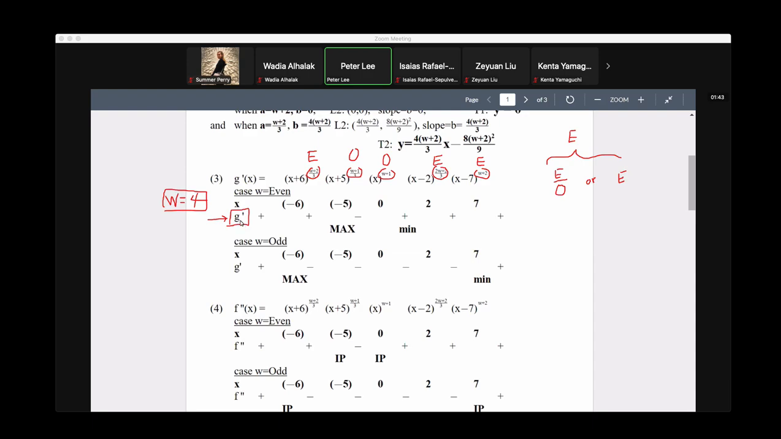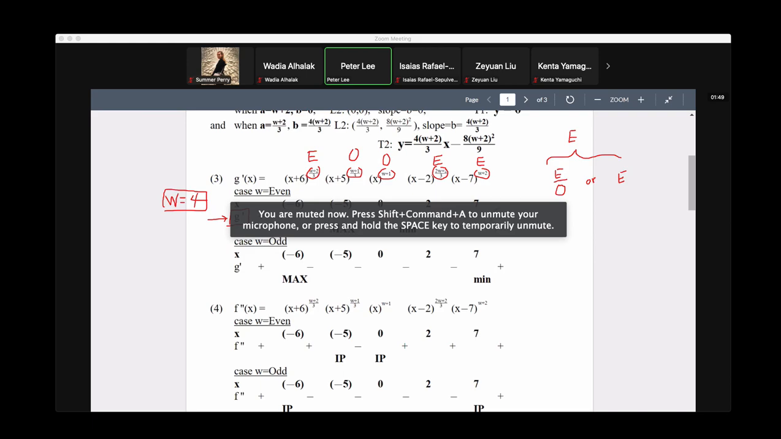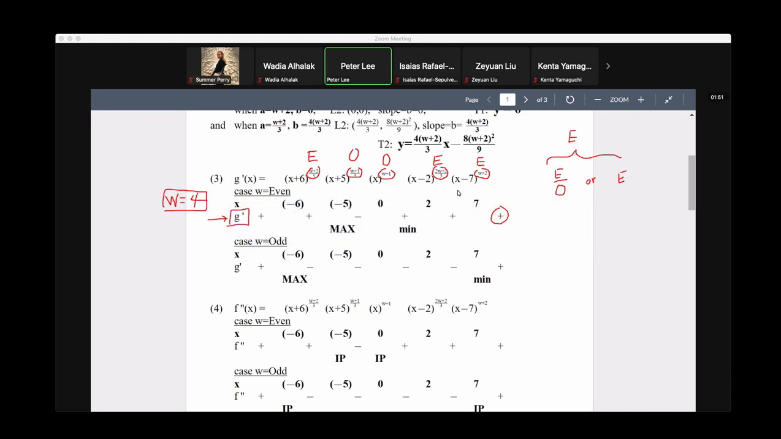So what happens to the sign of G prime when x is bigger than 7? That will be a plus. And when this is even, we cross over the critical value of even power, even multiplicity, then that means the sign does not change. So from here to here, when this guy's even, the sign does not change. And now you're crossing over even power, the sign does not change. When you cross over odd power, the sign does change.